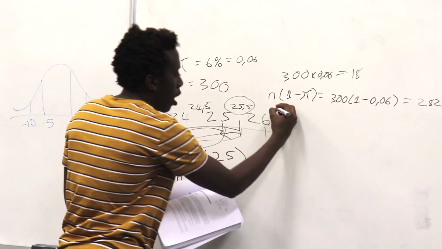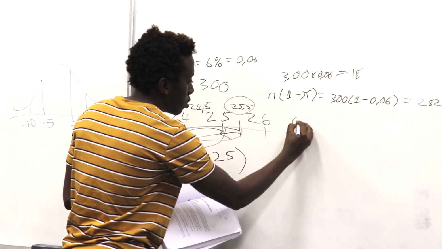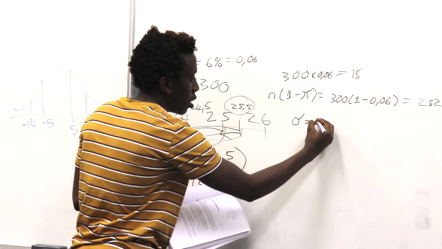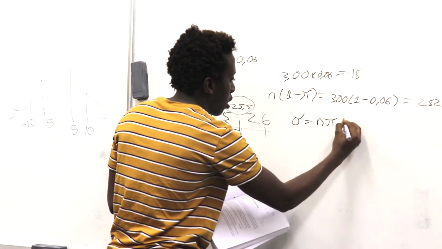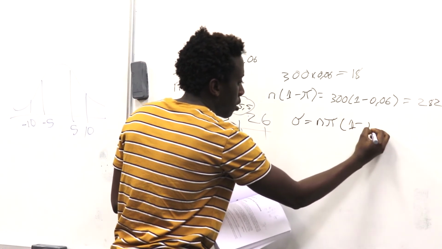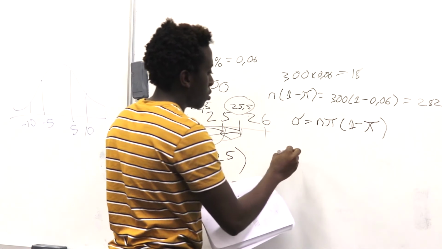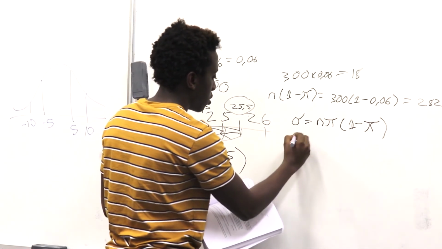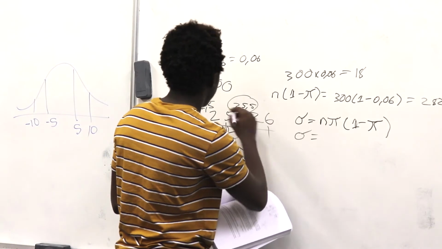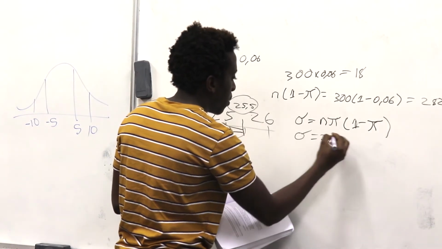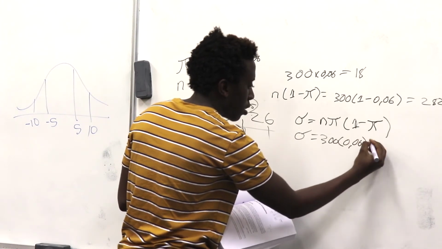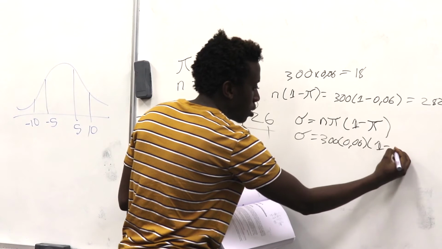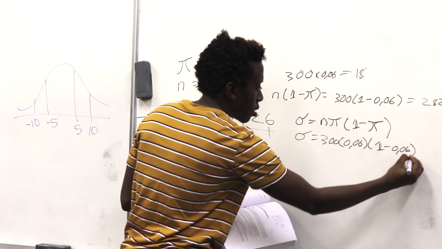The difference is our variance is going to be equal to n, and then pi times 1 minus pi over here. So in this case, the variance is equal to, the n was 300, and our pi was 0.06, and then this was 1 minus 0.06.